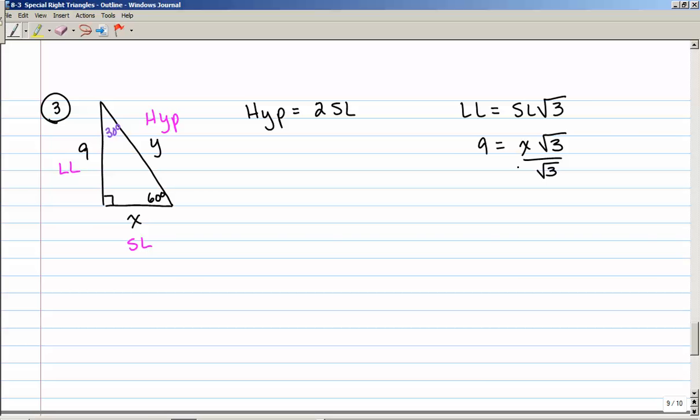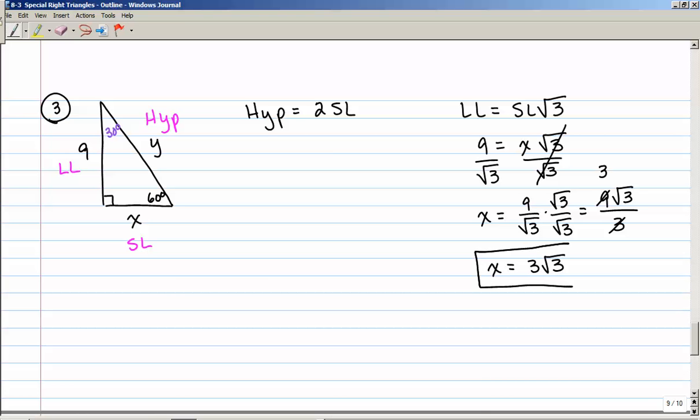Divide both sides by the square root of 3. So x is equal to, those cancel out, 9 over the square root of 3. Again, I can't have a radical in the denominator, so I need to rationalize my denominator by multiplying by square root of 3 over 3. That gives me 9 square root of 3 over 3. And those can cancel. So x is equal to 3 square root of 3. So x was the length of my short leg.